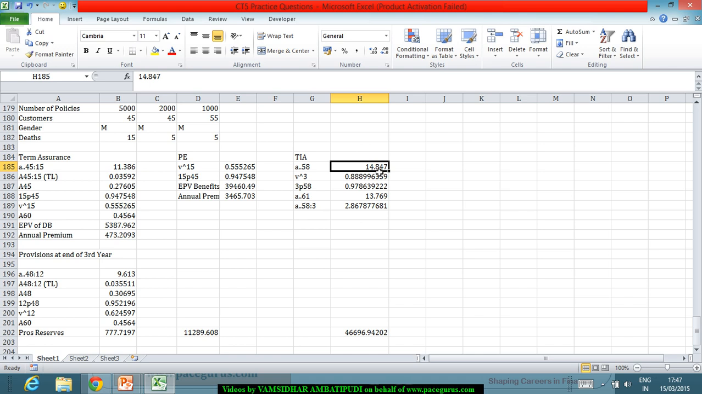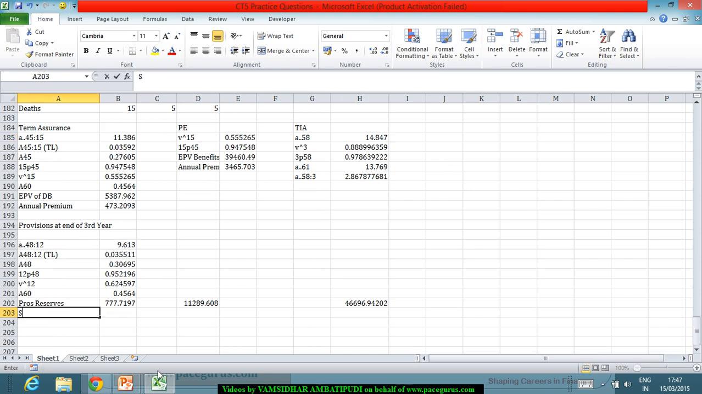So this is what is working out to 46,696. Now this is where I'm going ahead in terms of finding out the sum that is at risk, which is nothing but the DSAR for each of them. Death strain, the sum that is at risk.